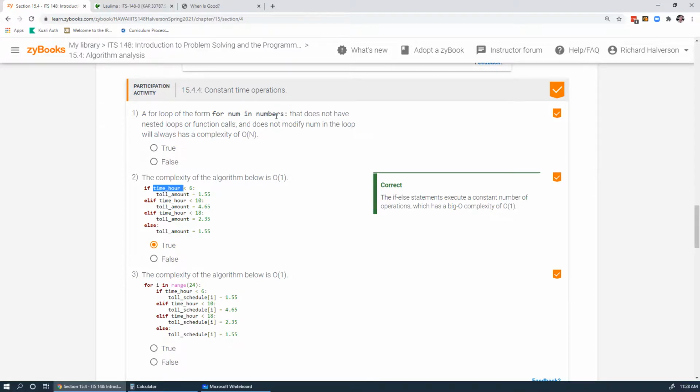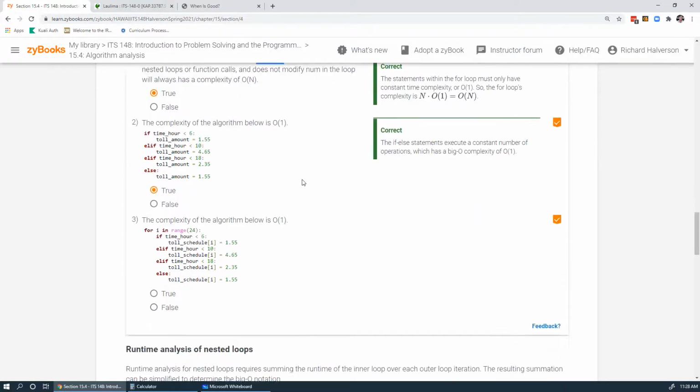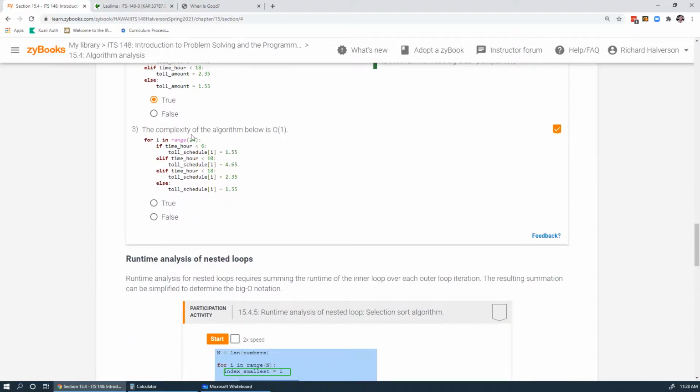A for loop of the form that does not have nested loops or function calls and does not modify num in the loop will always have a complexity of O of n. Yeah, I guess if n is the number of numbers in numbers. And the complexity of the algorithm below is O of 1. But this is a constant. So it just figures out. So this is true, I think. Yes.